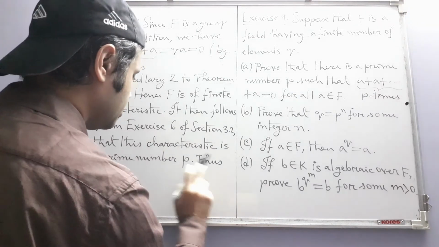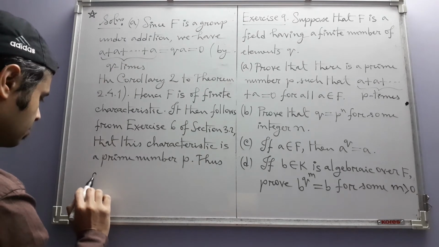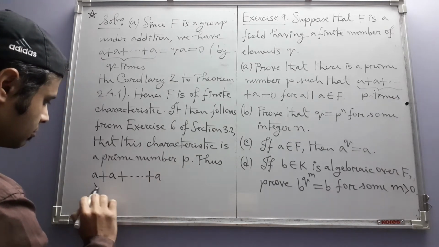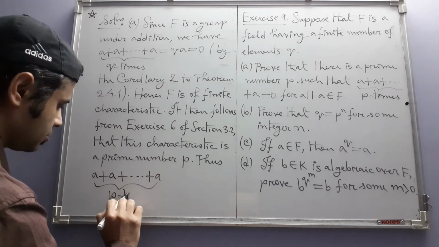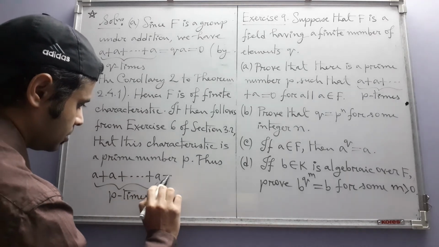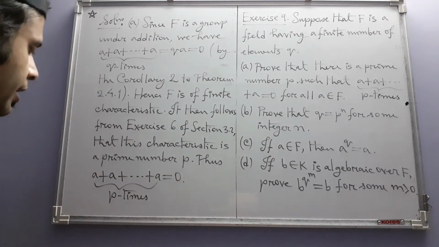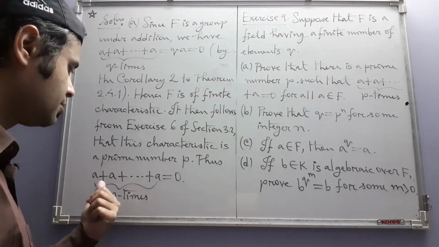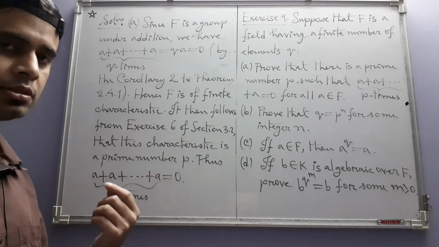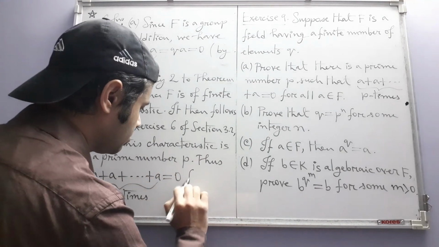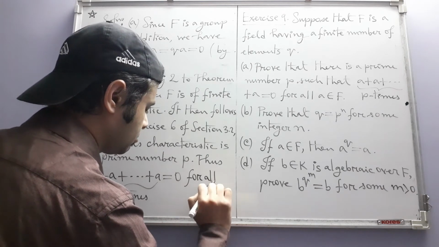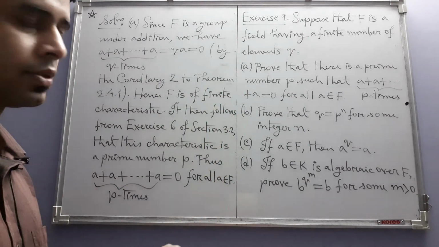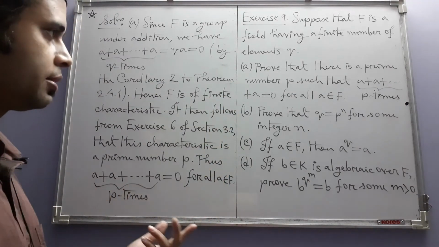Thus, by the definition of characteristic of a field, or in fact we defined it for an integral domain, P times a is equal to 0, and P is the smallest positive integer. According to the definition of the characteristic, P is the smallest positive integer for which this is true for all A belonging to F. So that is part A, and here we see that this P is nothing but the characteristic of the field.